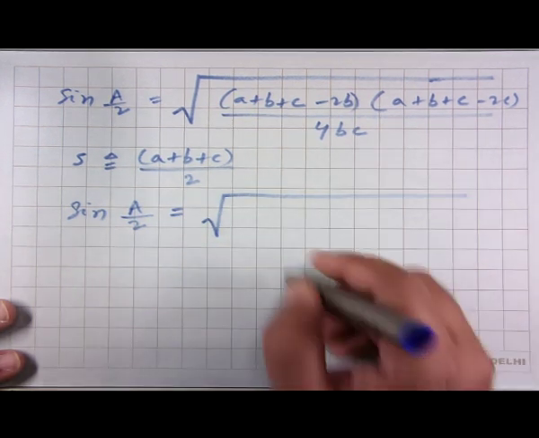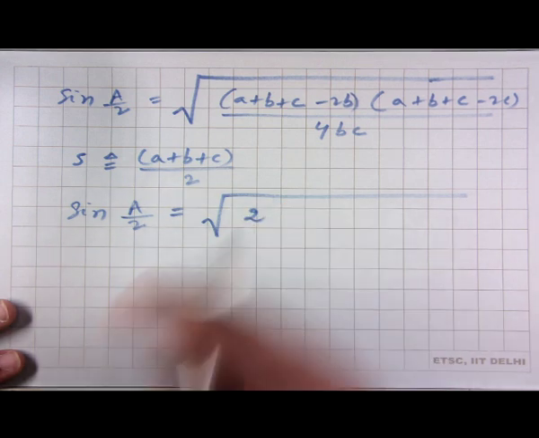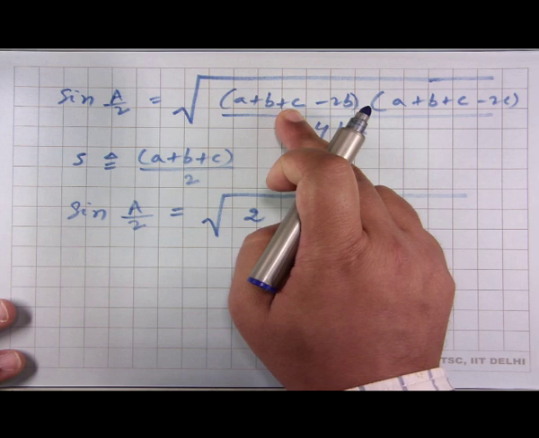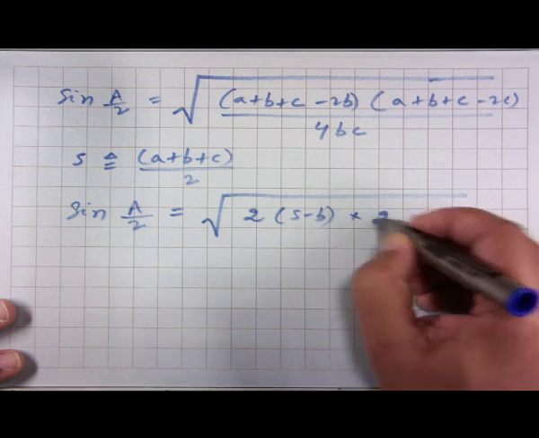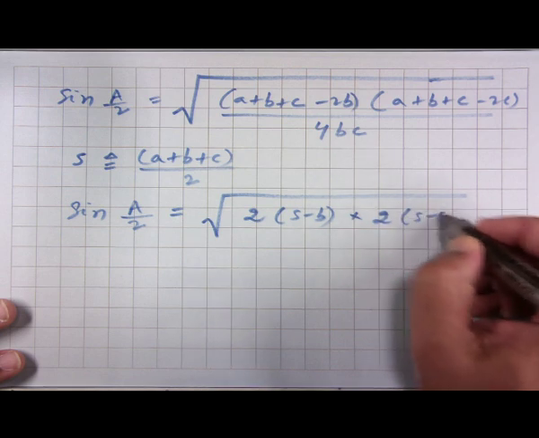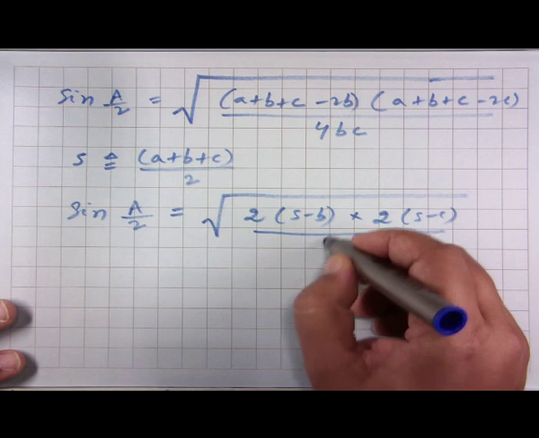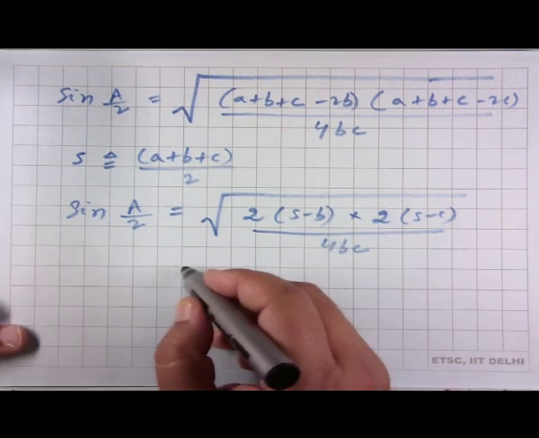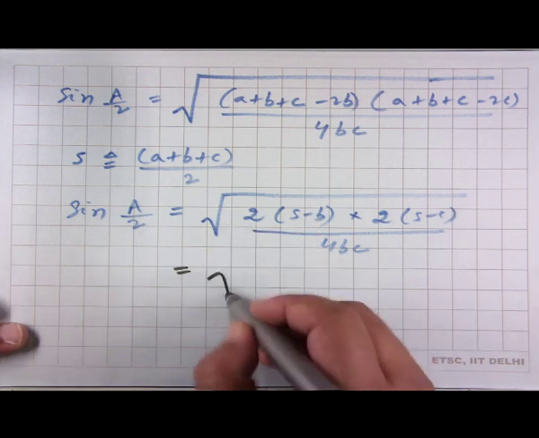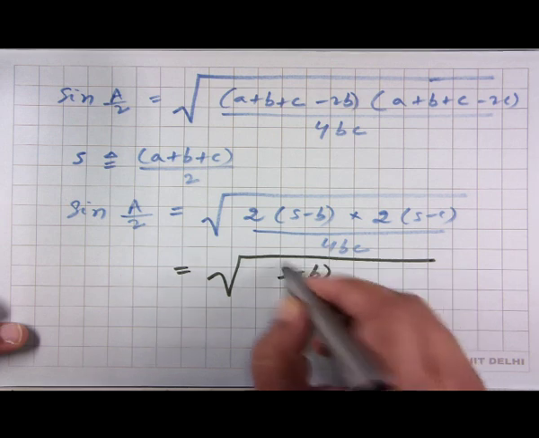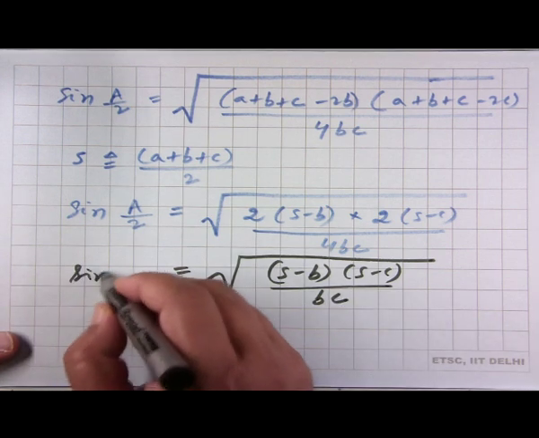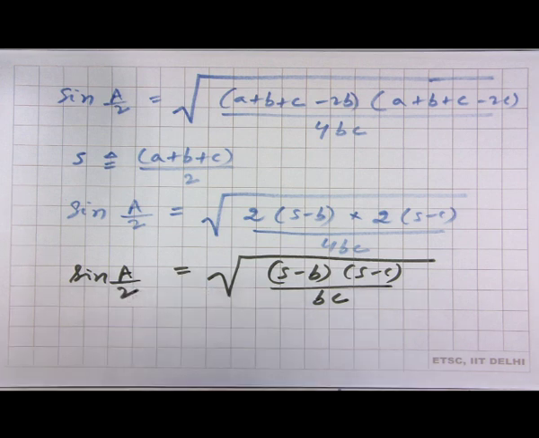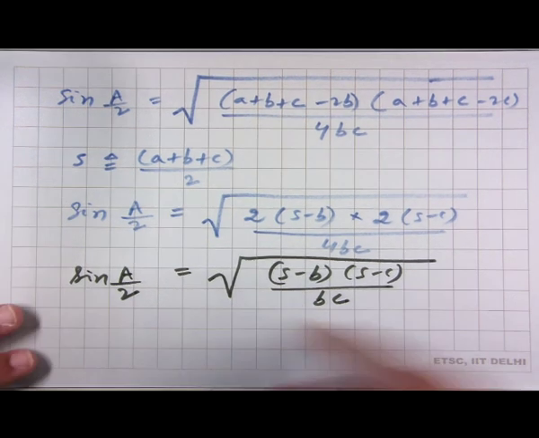So, with this substitution, we get that sine of A by 2 is equal to the square root of 2 times (S minus b) multiplied by 2 times (S minus c) over 4bc, because a plus b plus c is 2S. The 4 and the 4 get cancelled. So, this is simply equal to the square root of (S minus b) into (S minus c) over bc. This is the formula for the half angle in terms of the lengths of the sides of the triangle.